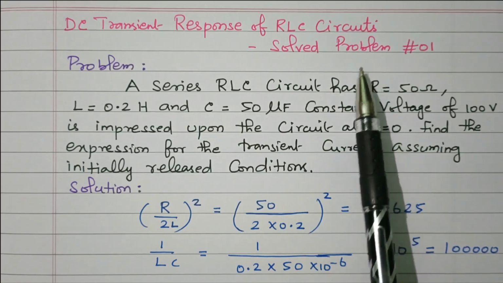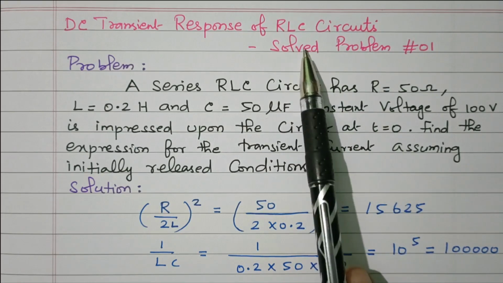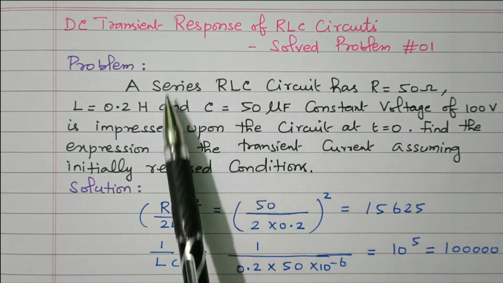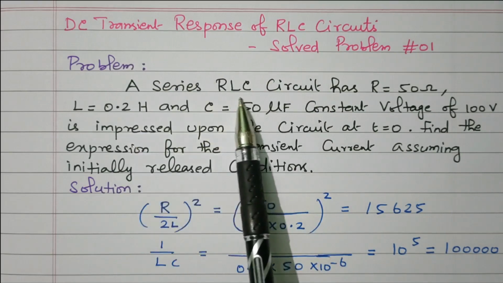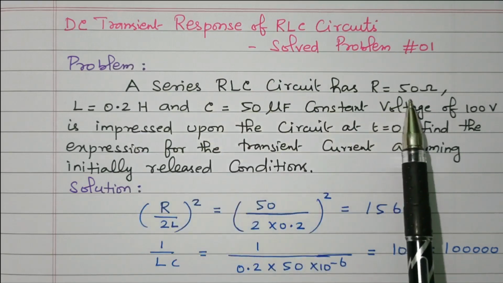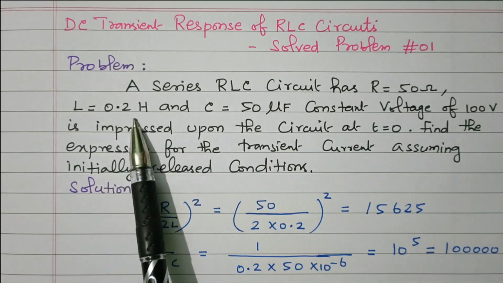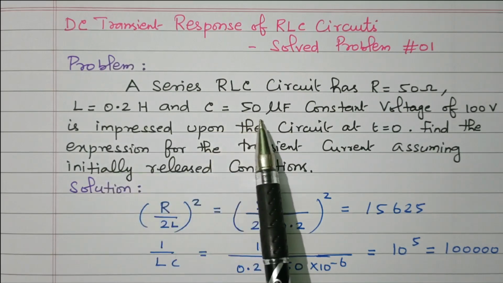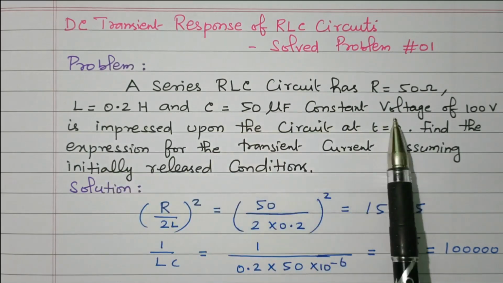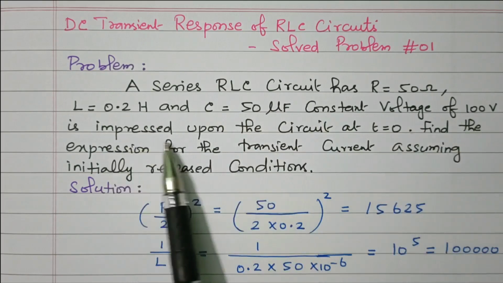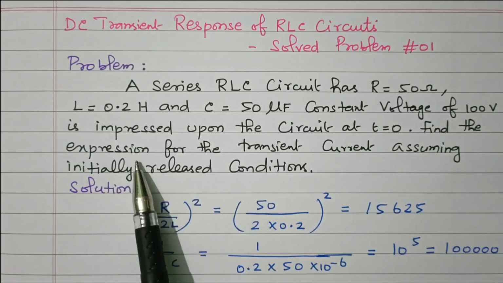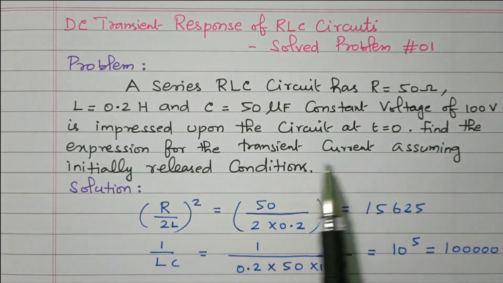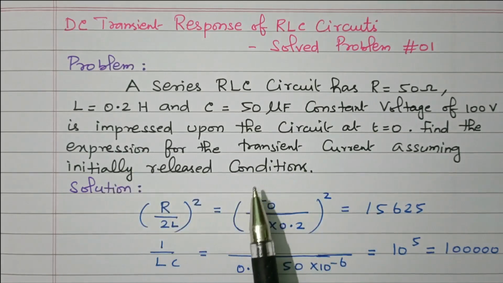Now we'll go to the topic RLC. The solved problem based on the RLC DC transient. The problem statement is: a series RLC circuit has R equal to 50 ohm, L equal to 0.2 Henry and C equal to 50 microfarad. A constant voltage of 100 is impressed upon the circuit at t equal to 0. Find the expression for transient current assuming initially released condition.